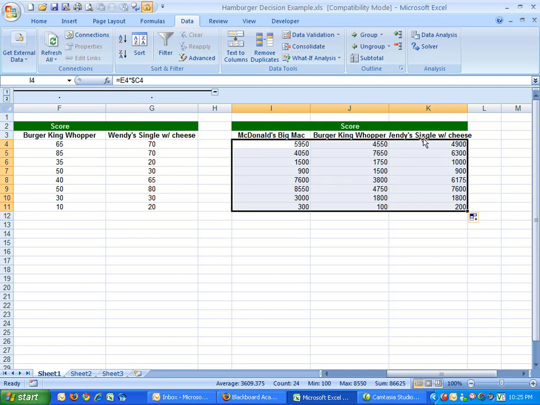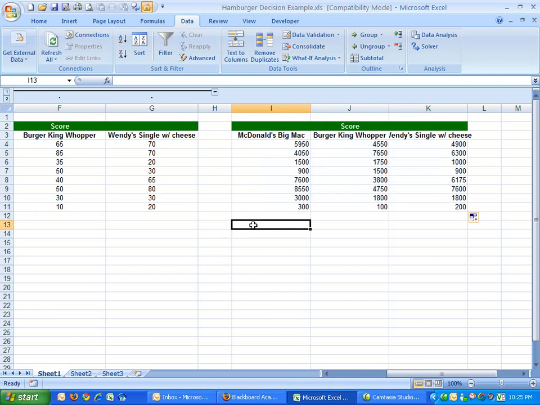Then what I do is I simply add up the weighted scores here. And this is the answer that I'm looking for. Basically, I look at the score that is the highest, and the one that is the highest would be the one that I would want to consider going to. So in this case, it's telling me that the Big Mac is the highest score, and therefore I'd probably want to go to McDonald's to get a Big Mac.